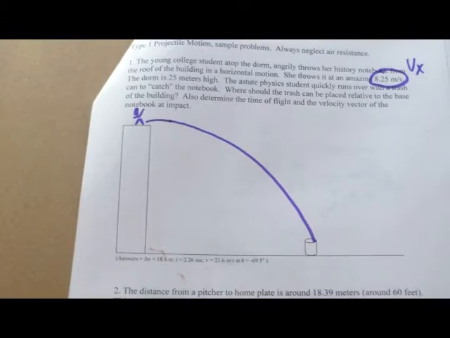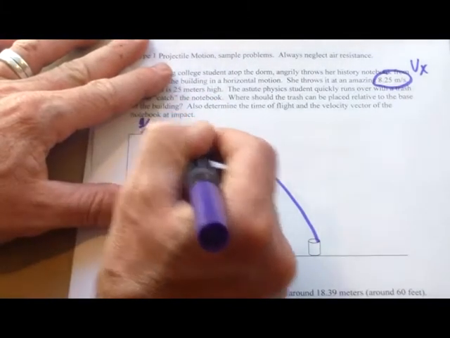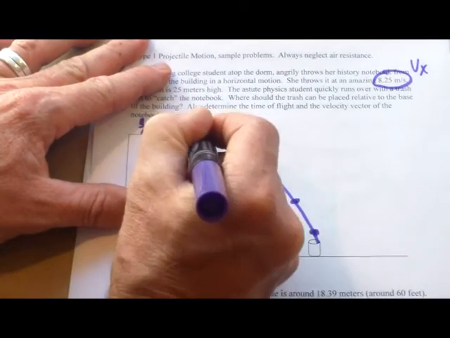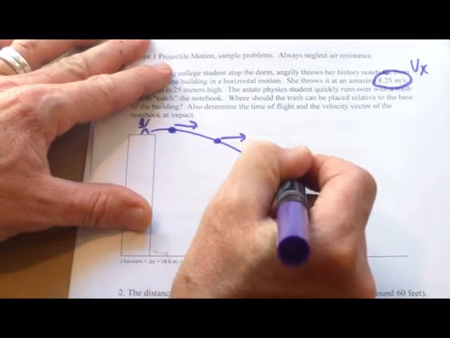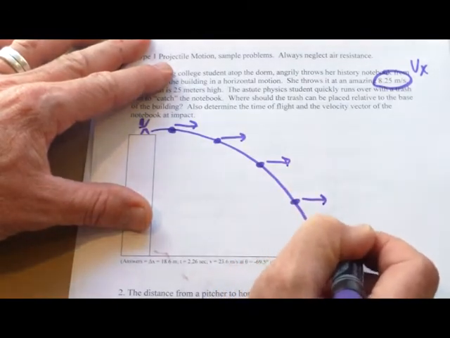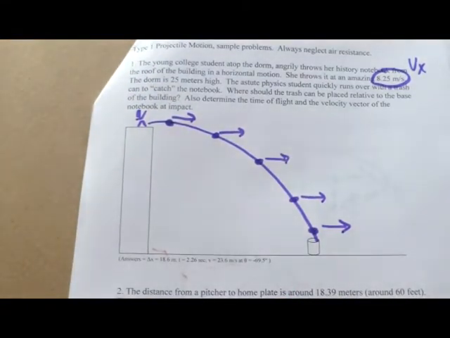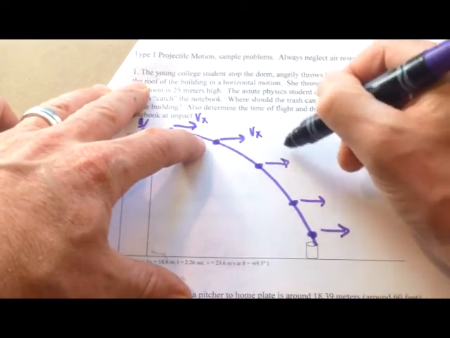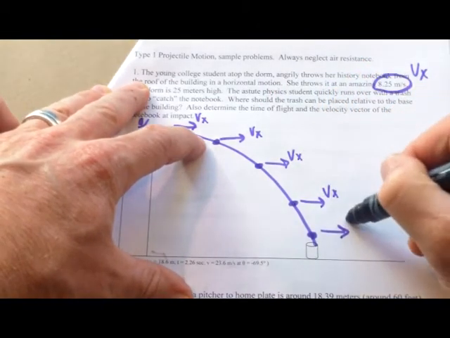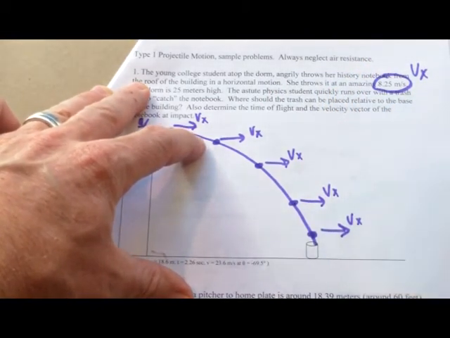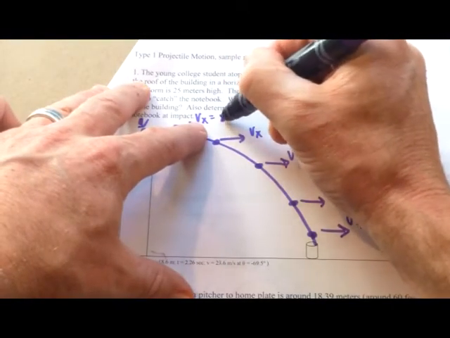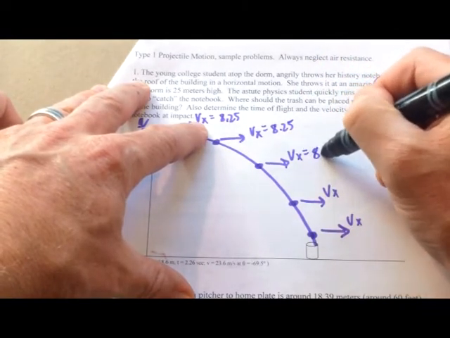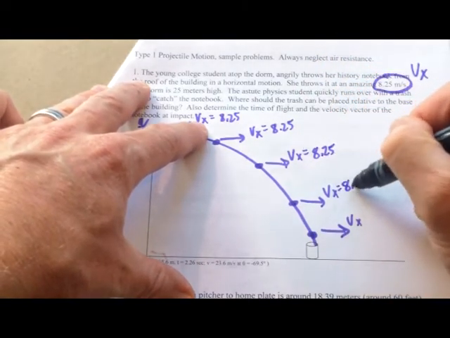And we said then if we could draw pictures of that notebook over time, it's going to have a V sub x. And that V sub x is not going to change if we neglect air resistance. So this is V sub x. Again, these arrows are called vectors. Well, we kind of know what that is. It's 8.25. And you see, that's not really going to change because we have constant velocity in the x direction.